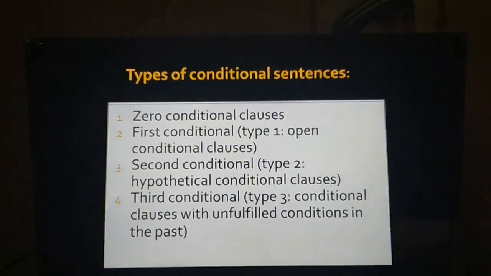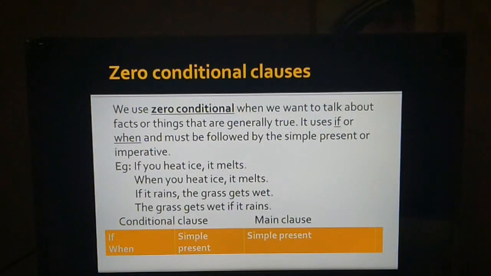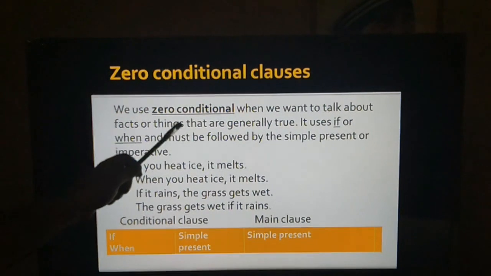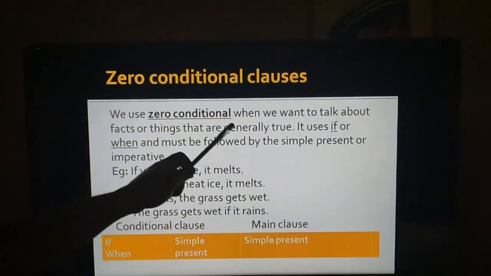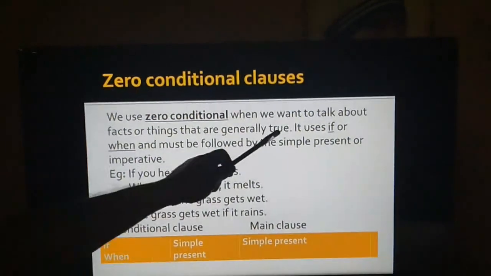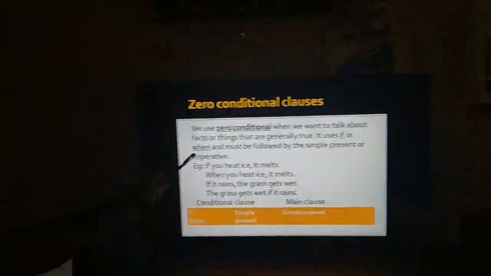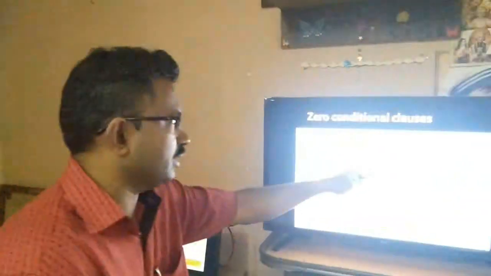So first, the zero conditional clause. We use the zero conditional when we want to talk about facts or things that are generally true. It uses if or when and must be followed by the simple present or imperative.